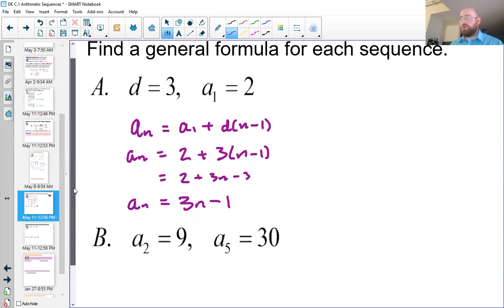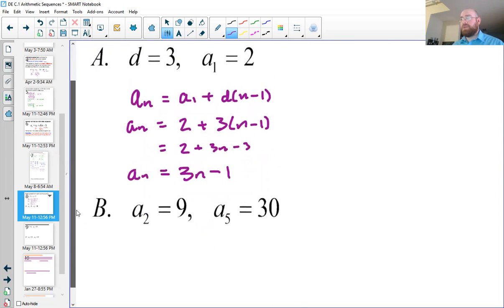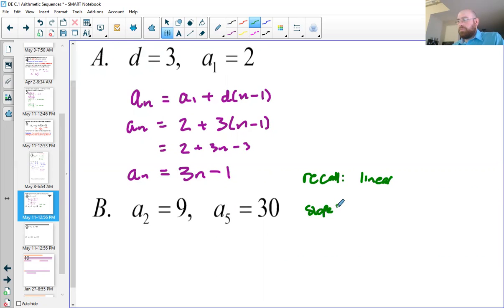Other times, however, we're given incomplete information without either the first term or the common difference. So this example B is one such example. We're given the second term and the fifth term. Now, remember that arithmetic sequences are linear, and so we can use the slope formula to calculate our common difference.